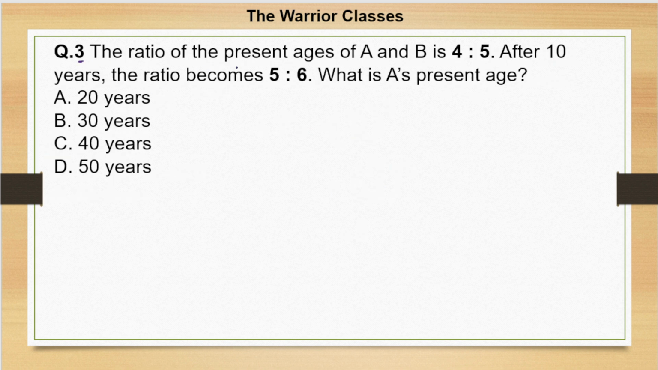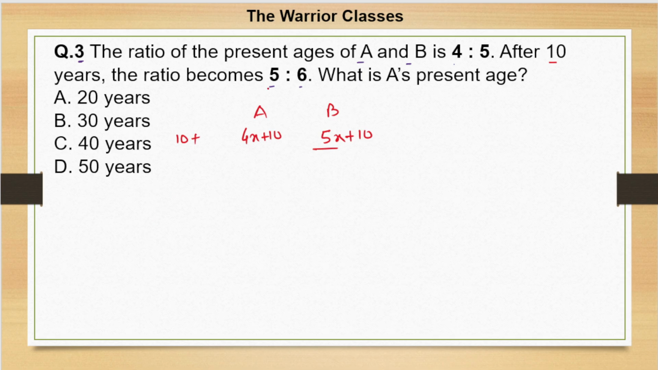The ratio of the present ages of A and B is 4:5. After 10 years, the ratio becomes 5:6. What are the present ages? Now let the present age of A be 4x. Therefore, the present age of B will be 5x. Now after 10 years, the age of A will be 4x plus 10, right? And the age of B after 10 years will be 5x plus 10.